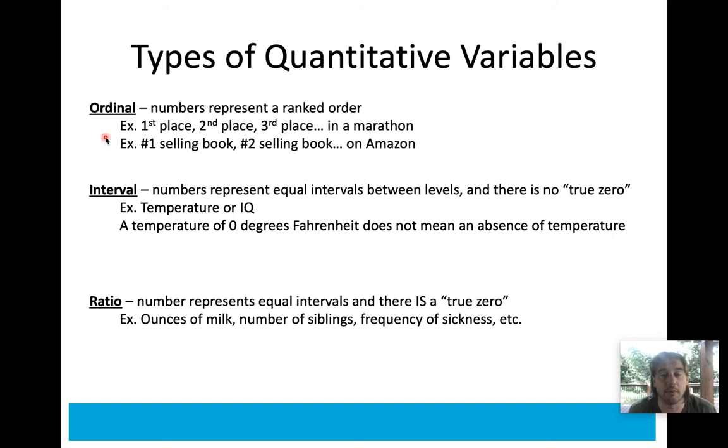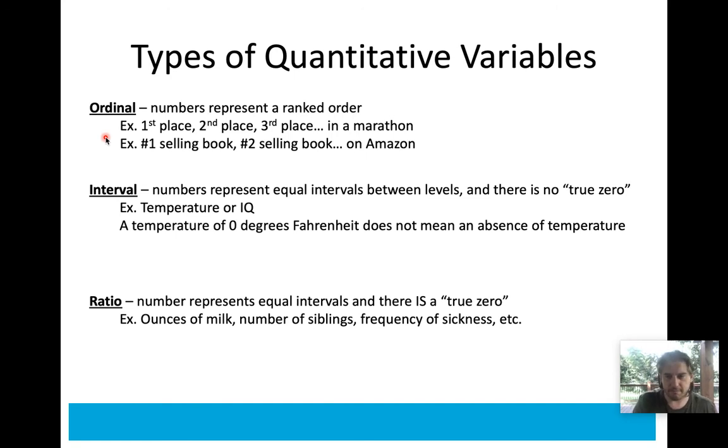Some other good examples that are maybe not quite so obvious are things like military rank. Military rank is an ordinal variable. Are you a private, sergeant, lieutenant, captain, major, colonel, general? And then there are even subdivisions within each of those ordinal ranks. Something else that's ordinal that's not quite so obvious is your class in school. So are you a freshman, a sophomore, a junior, a senior?